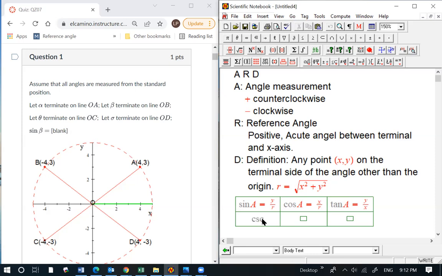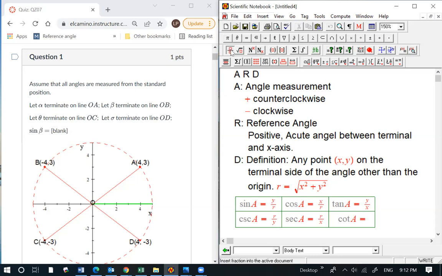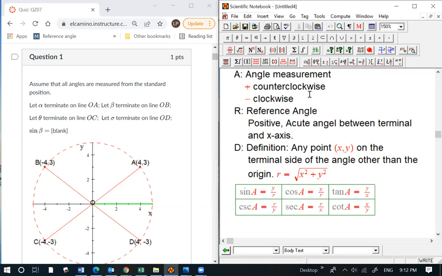Cosecant A equals R over y. Everybody should know this definition. If you don't know it, I would wonder, have you really listened to the lecture? In my opinion, those of you who have a hard time with this one probably didn't watch much of the lecture. It's a direct application of the definition. We have angle measurement, we know the reference angle, so we just apply the definition straight.